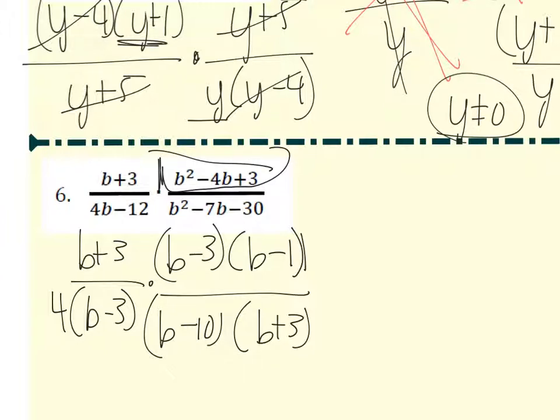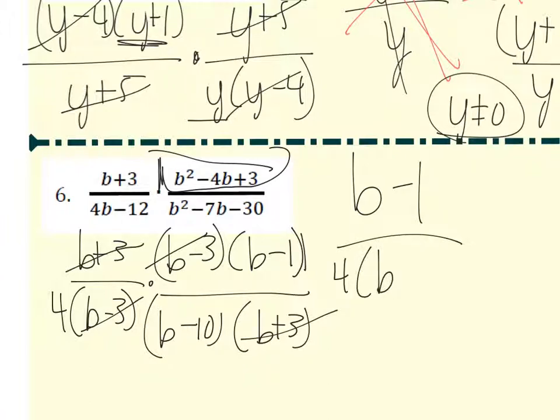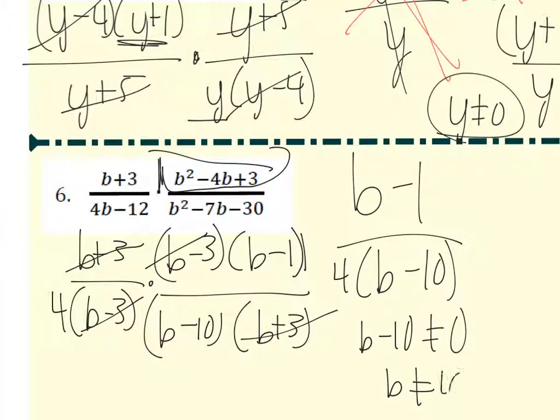So now we start playing canceling games. B plus 3 cancels out. You can only cancel off one on top, one on bottom. So b minus 3 over b minus 3. So what am I left with? Well, on top I'm left with b minus 1. On the bottom I'm left with 4 times b minus 10. So b minus 10 cannot equal 0. So b cannot equal 10. There's my limitation. There's my answer.